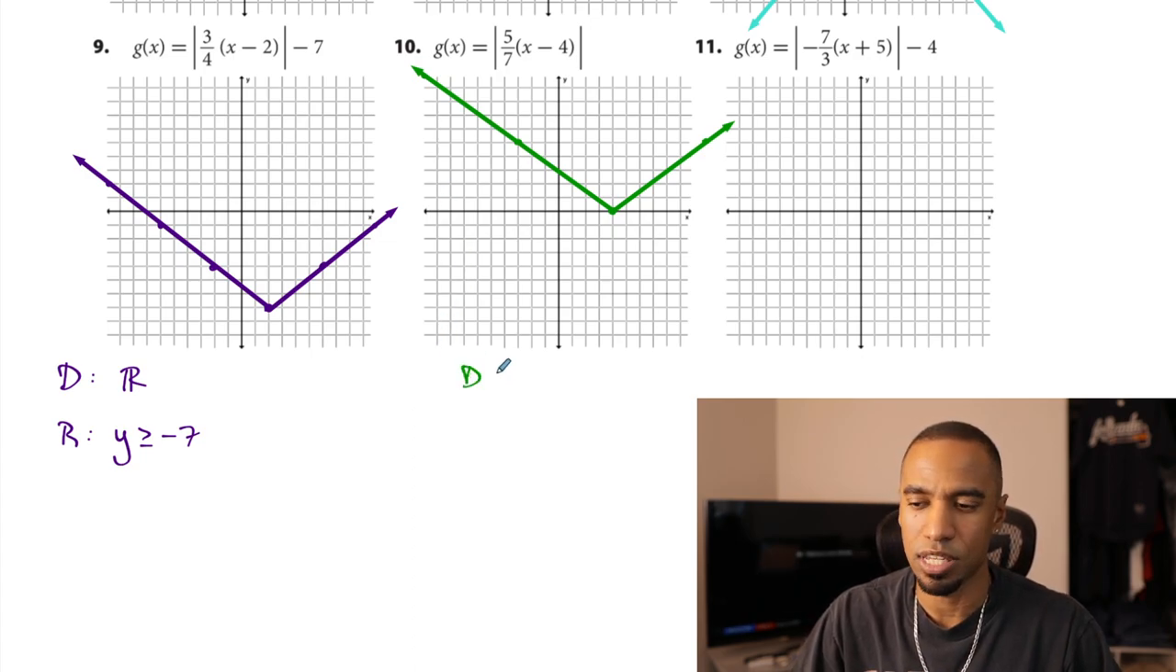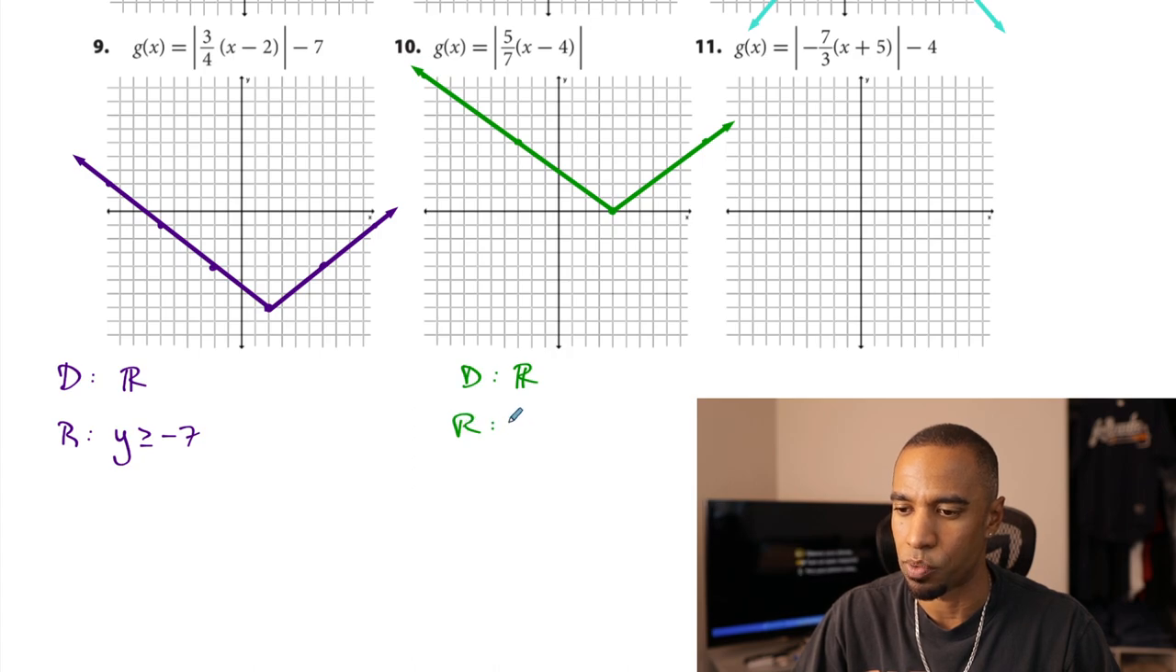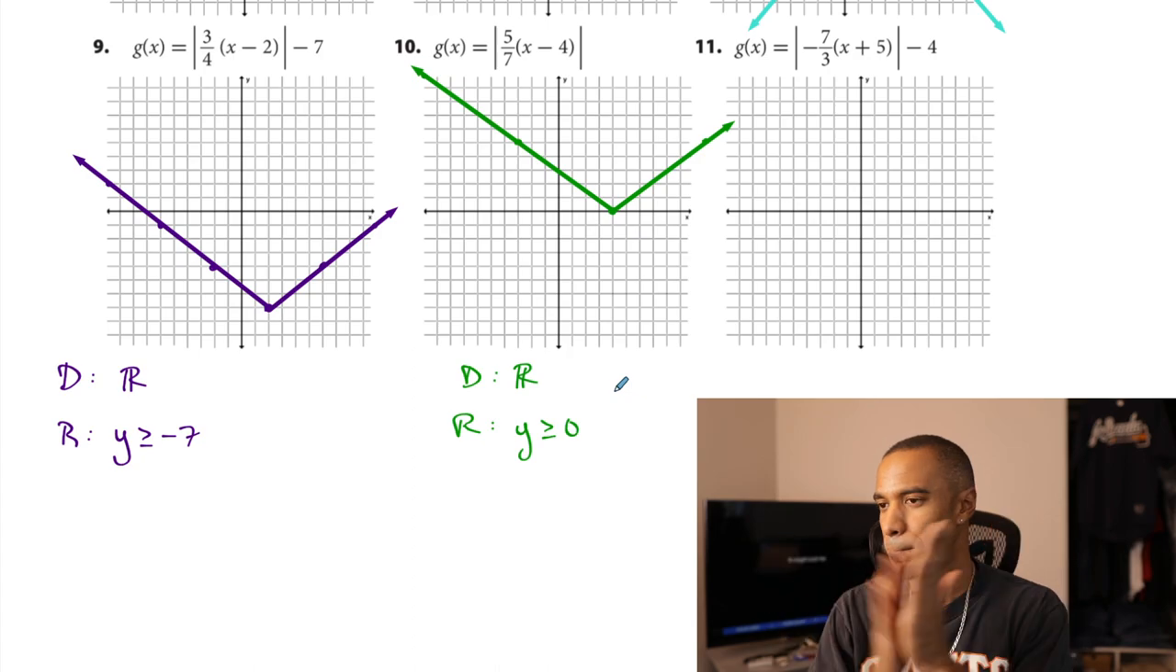Our domain, folks, is once again all real numbers. We go right and left forever, and the range, our smallest value is 0, and we stay above it as they're all positive. Y is greater than or equal to 0.